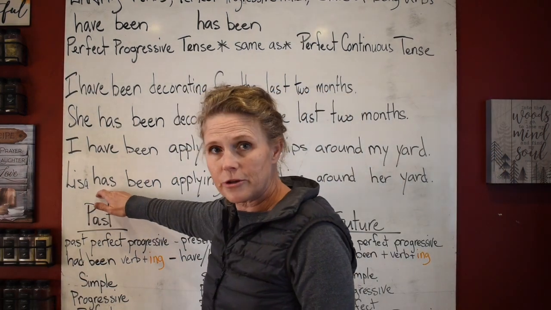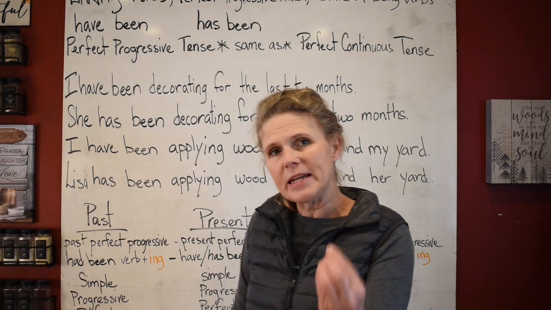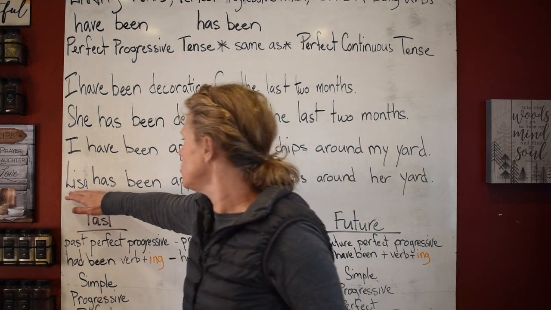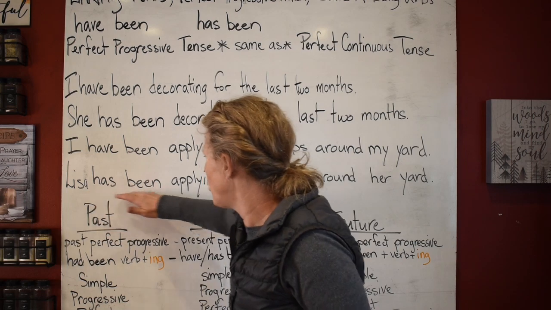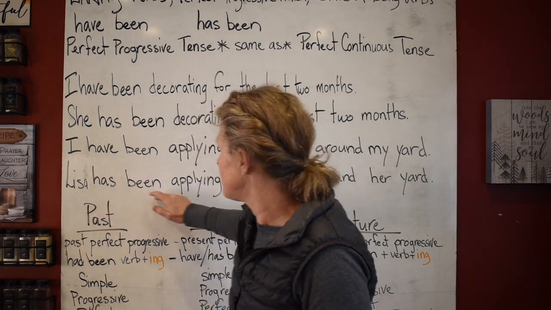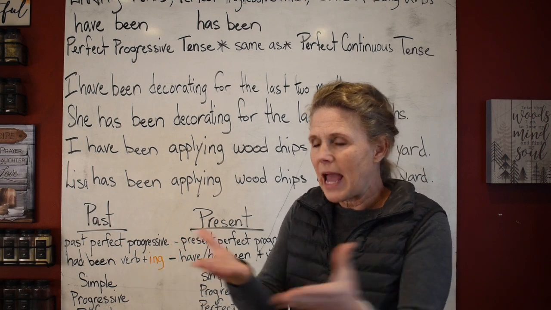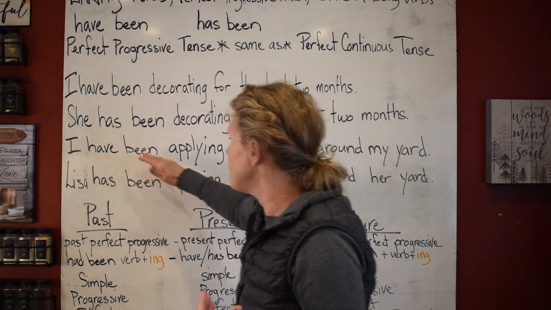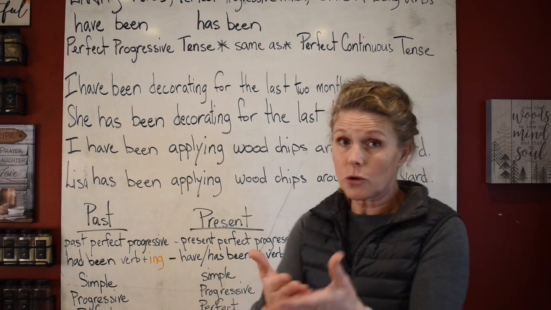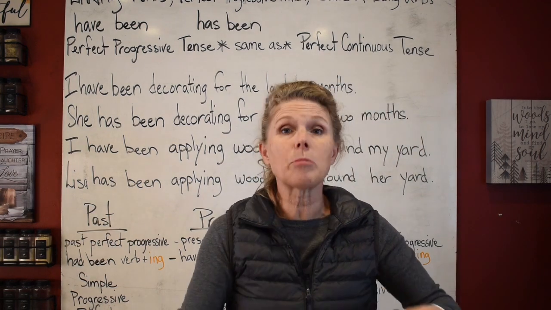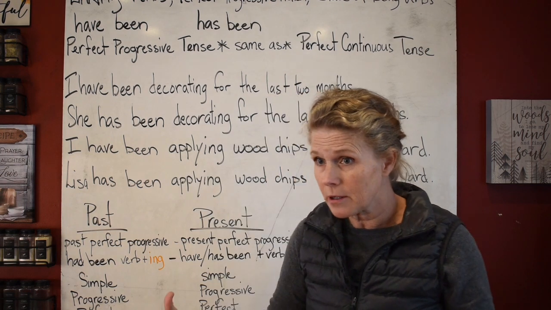Singular takes the singular verb. Third person, that is third person. You can use lots of third persons with this verb, has been. Now think about this. Has been. I have been applying. Okay, so I started about 5 years ago applying wood chips around the yard.